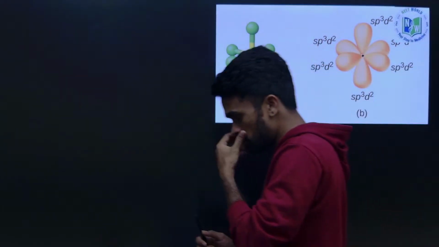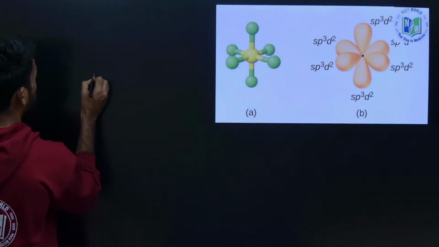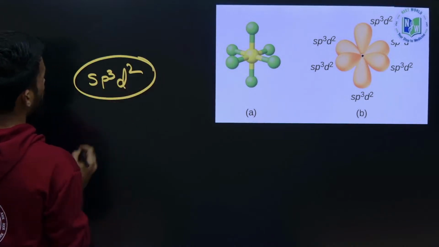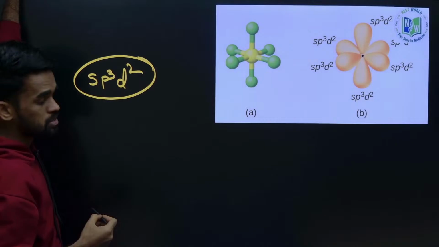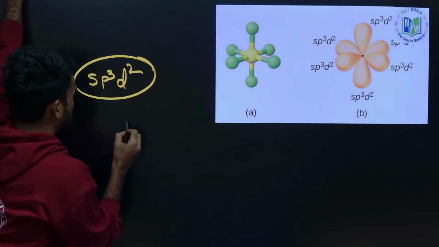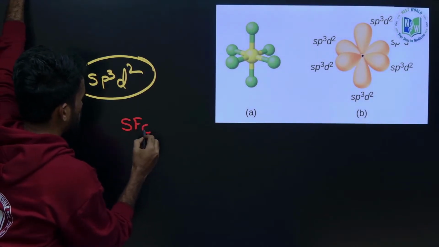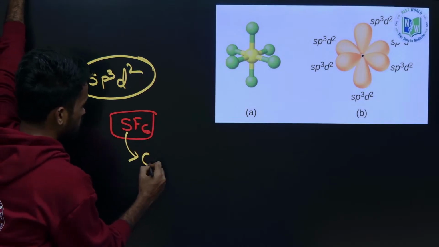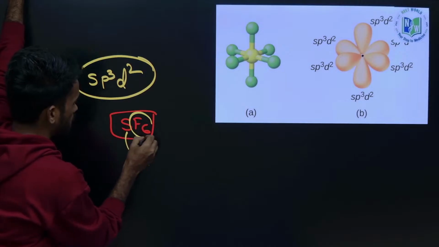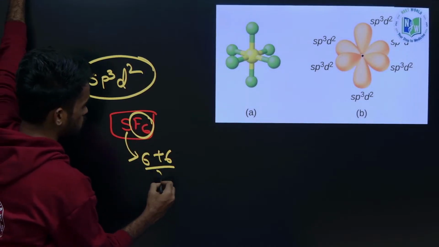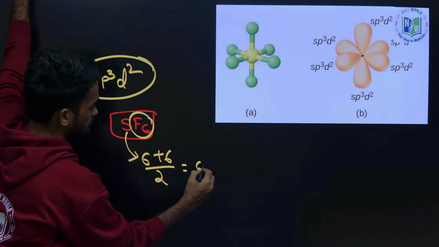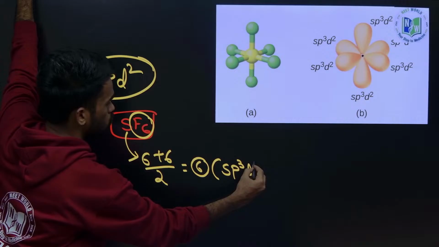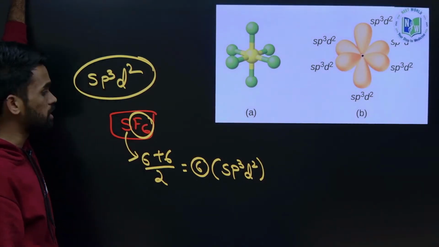So we can also have sp3d2 hybridization. sp3d2 hybridization will be seen when we have 6 atoms around a central atom like sulfur. The best example I am taking here is SF6. Now tell me, sulfur has 6 valence electrons, and the surrounding atoms are also 6. So 6 plus 6 is 12, divided by 2 means 6. So 6 hybrid orbitals means sp3d2, that's it.